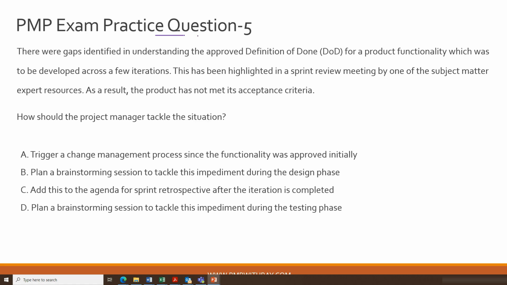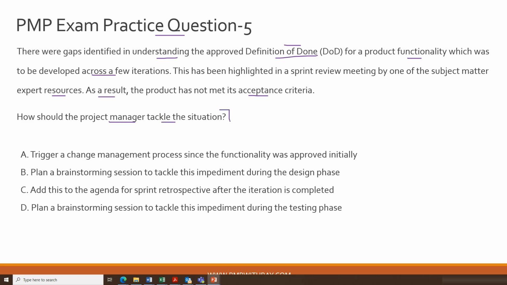Right, so let's start solving the question together. There were gaps identified in understanding the approved definition of done for a product functionality which was to be developed across a few iterations. This has been highlighted in a sprint review meeting by one of the subject matter expert resources. Now you need to understand what the definition of done is in the context of agile projects. Let's move on. As a result, the product has not met its acceptance criteria. How should the project manager tackle the situation?